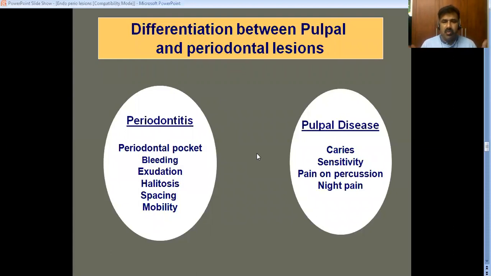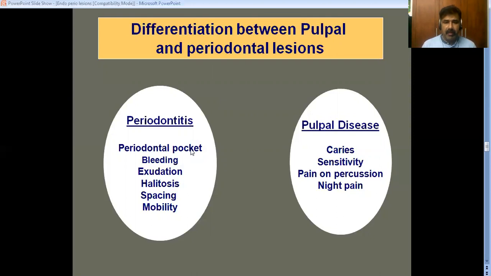So, what are the features you see associated with periodontitis? Not all cases of periodontitis will have all these features, but most cases will have them. One is a pocket. If you probe, a pocket of more than 4 or 5 millimeters will be there. The patient complains of bleeding. If you press lateral to the pocket of the gingival sulcus, you may find a little bit of pus or fluid coming, and that is called exudation. Patients also complain of bad breath.